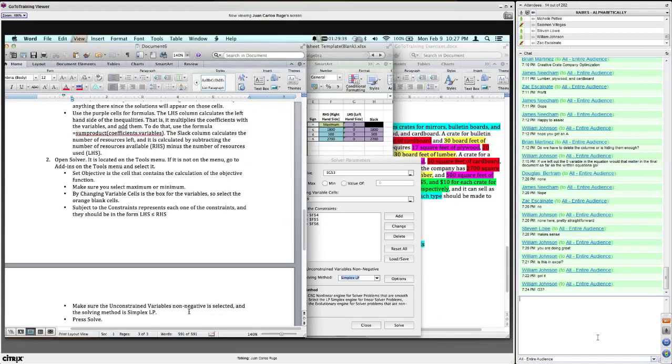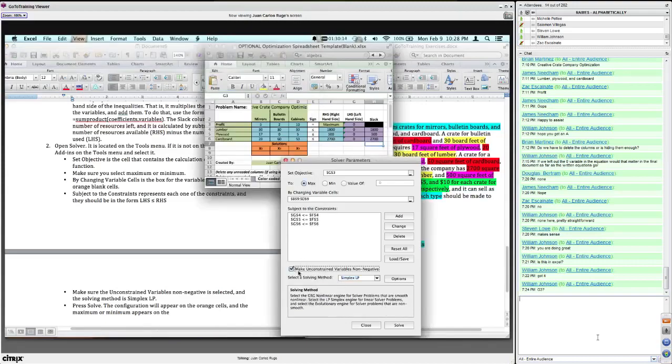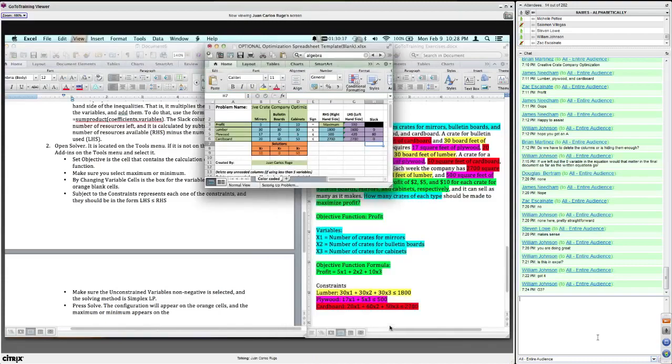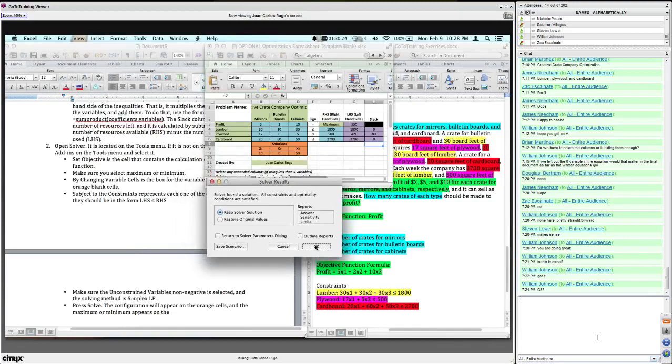Press solve, the solutions will appear on the orange cells. Well, not the solutions, the configuration. The configuration will appear on the orange cells, and the maximum or minimum appears, well, where does it appear? Okay, so solve. As you can see here, we get 10, 0, and 50. So we have to produce 10 crates for mirrors, 50 crates for cabinets, and no bulletin boards.